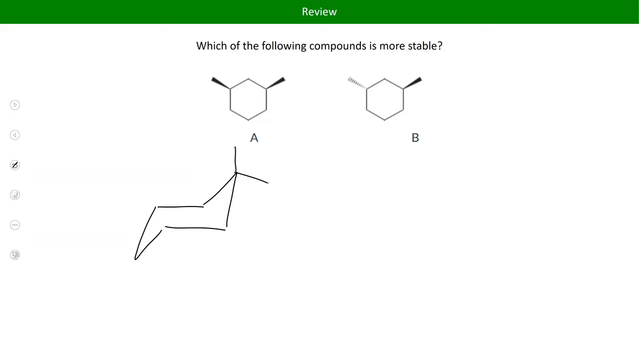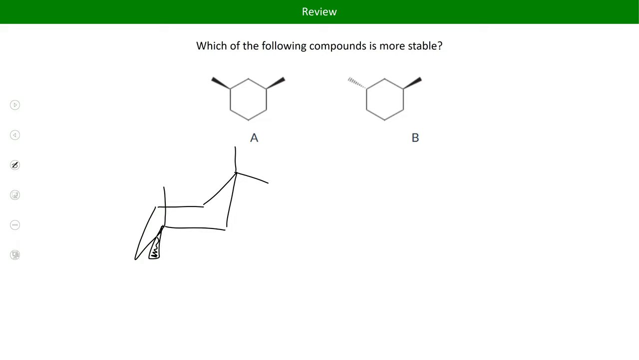We have two possibilities, right? And then if we call this carbon three, you know, little. We have the axial and the equatorial as well, right? The one coming out towards us is the equatorial. And here, this is our equatorial.